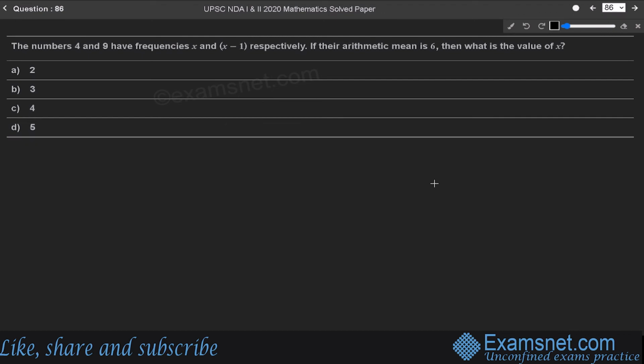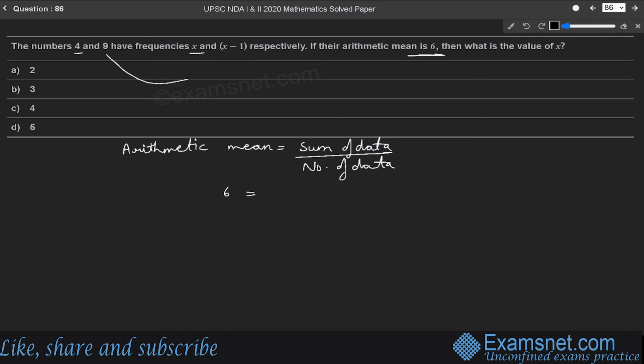So first let us write the formula for arithmetic mean. We know that arithmetic mean is equals to sum of data upon number of data. Now arithmetic mean is given in the question, which is 6. So we can write 6 is equals to sum of the datas will be number into their frequency. 4 has a frequency x and 9 has a frequency x minus 1. You can see that in the question.